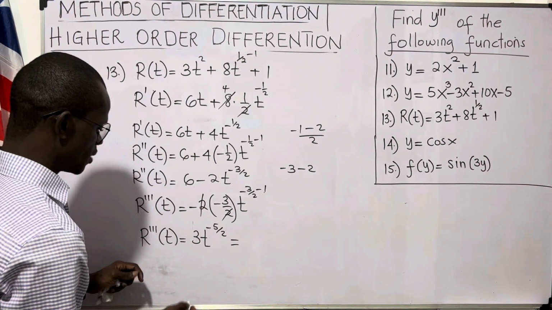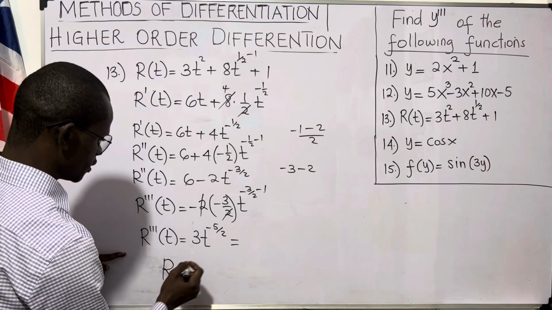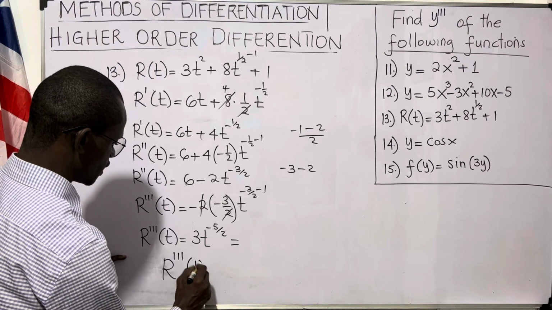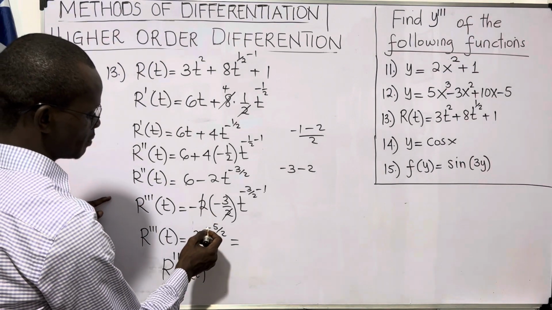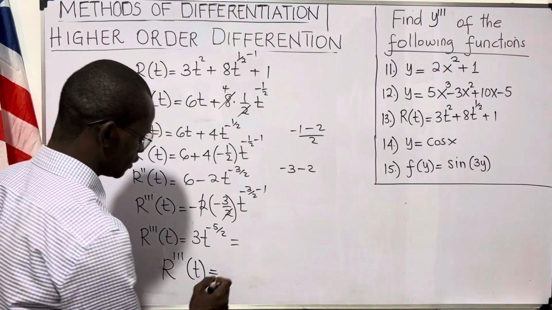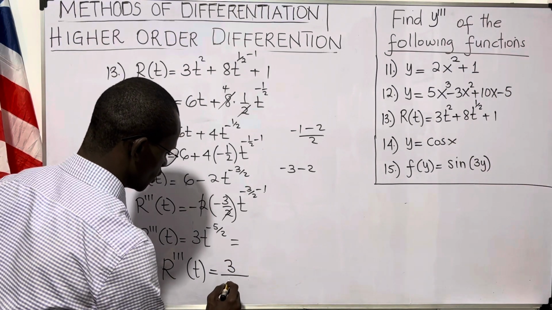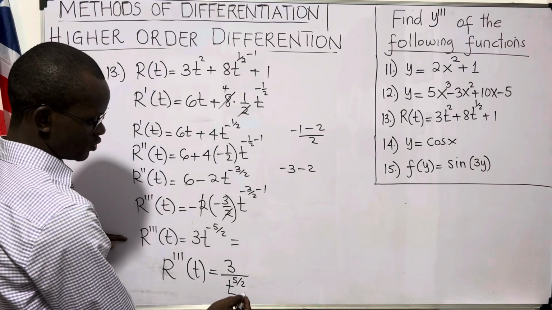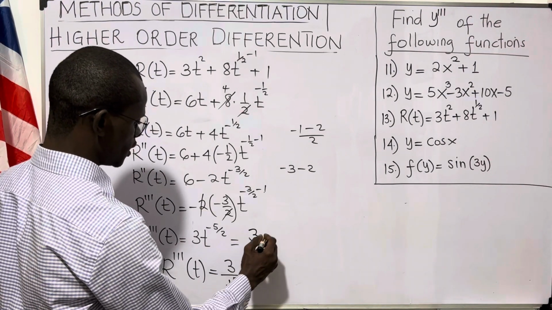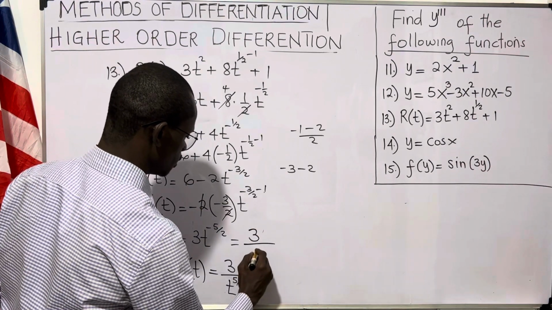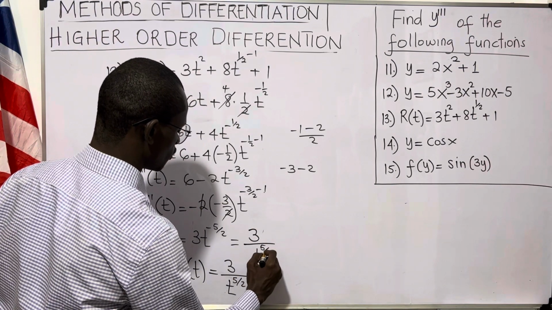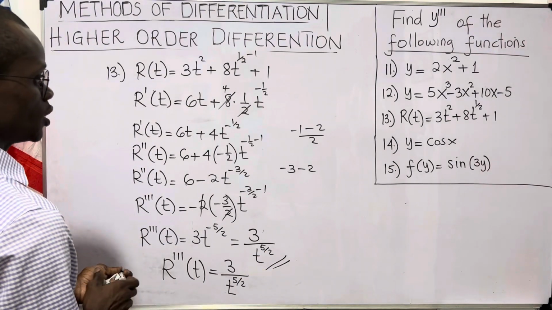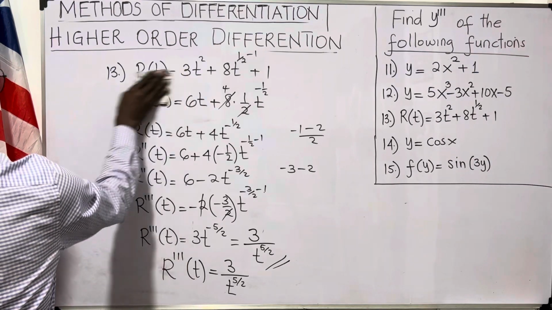So we can rewrite this by reciprocating, or we just send it to the denominator so that this power can change to positive. So we have 3 all over t raised to the power 5 over 2. Just in case you cannot see from down here, it's 3 all over t raised to the power 5 over 2. So let's do the second to the last problem.